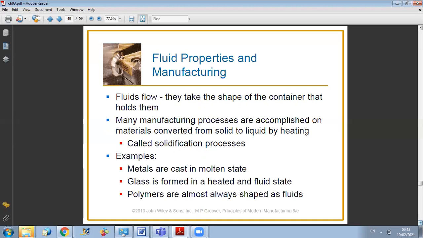Okay, and many examples of solidification processes are given here. We have metals that are cast in molten state. You have glass that is formed in a heated and fluid state, and the majority of polymers are shaped as fluids.